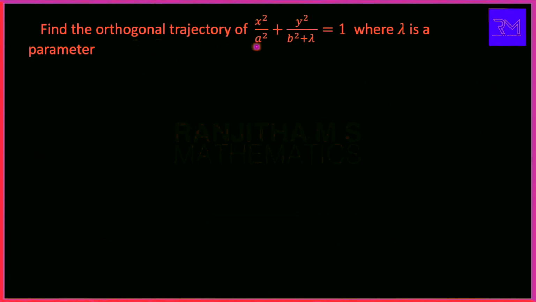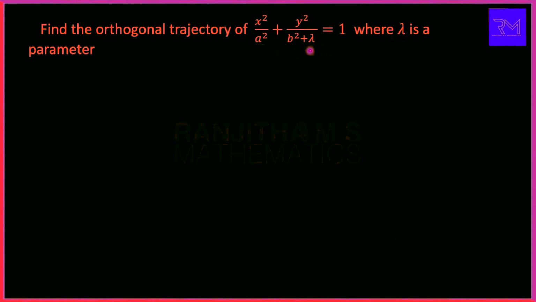Find the orthogonal trajectory of x square by a square plus y square by b square plus lambda, which is equal to 1, where lambda is a parameter. Here we have to find the orthogonal trajectory of this equation. This is an equation of an ellipse. We have to observe that here lambda is a parameter.